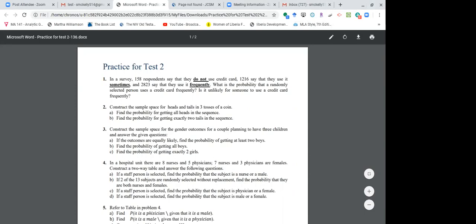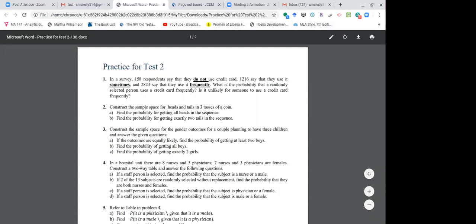158 students do not use a credit card. 1,216 say they use it sometimes. Okay. What is it? 2,823. So you add them all up. Yep. Then to find out how frequently someone uses it for the frequently column, it's 2,823 divided by 4,197. And that equals 0.673 with rounding, which is 67.3% use a credit card frequently.